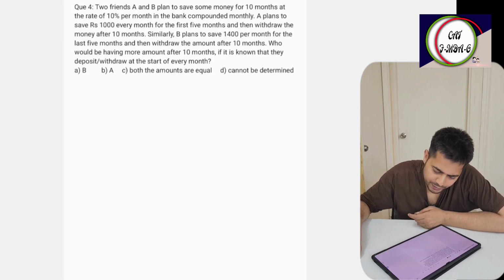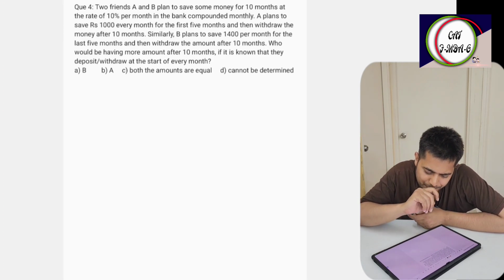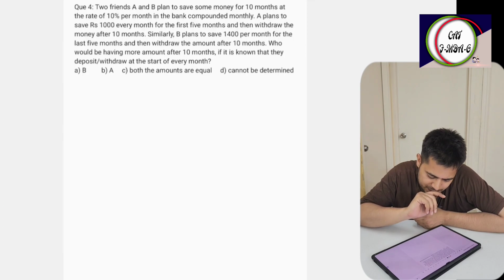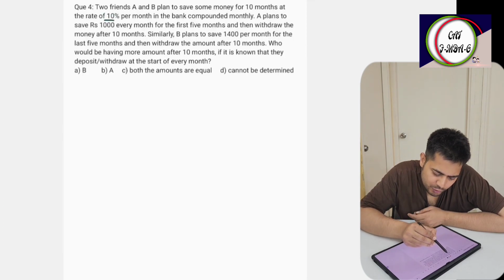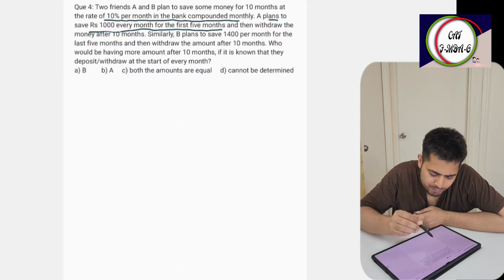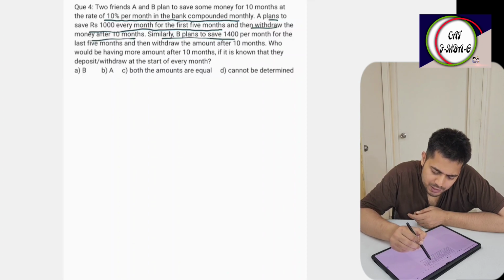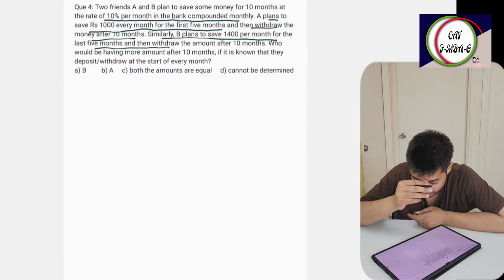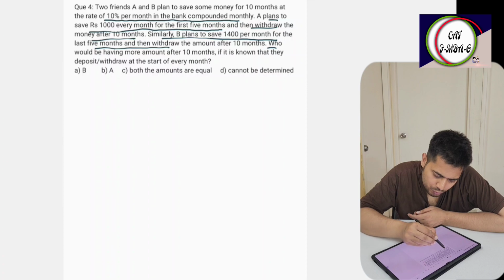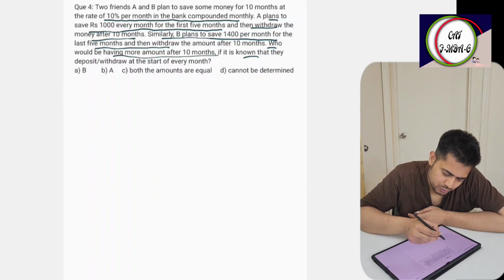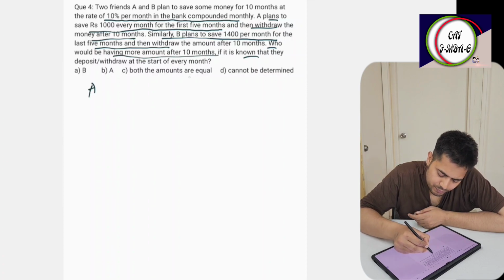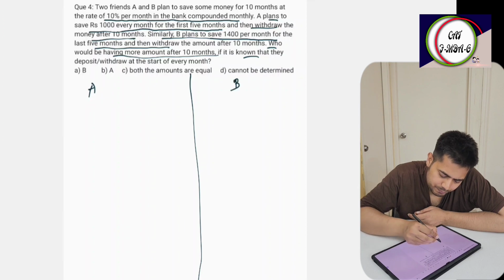So two friends are there, A and B. They plan to save some money for 10 months, at the rate of 10% per month in the bank compounded annually. A plans to save rupees 1000 every month for the first 5 months and then withdraw money after 10 months. Similarly, B plans to save 1400 per month for the last 5 months. Who would be having more amount after 10 months? So let us calculate for A first. Here we will keep B.